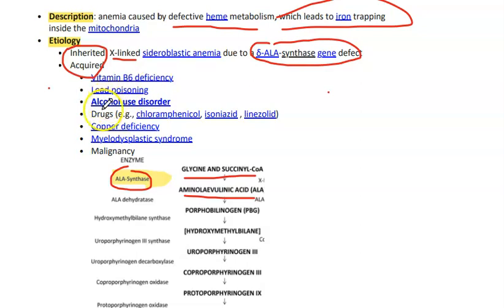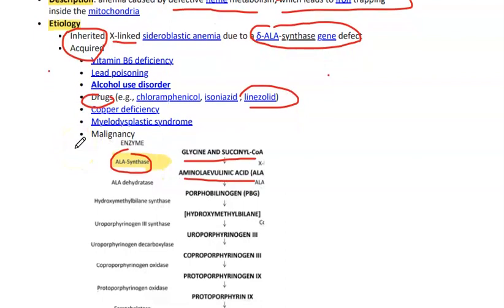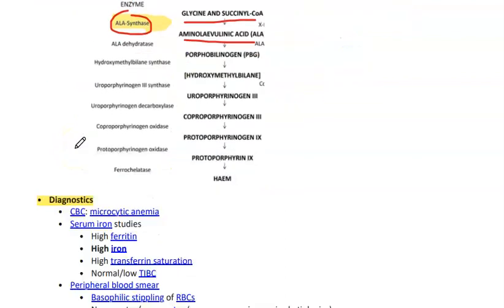Also alcohol, and we have drugs which are chloramphenicol and isoniazid. Isoniazid leads to deficiency of vitamin B6, which is a coenzyme for the heme biosynthesis. And we also have linezolid. So these are the drugs. Also copper deficiency, myelodysplastic syndrome, and malignancy. These are the causes of sideroblastic anemia.